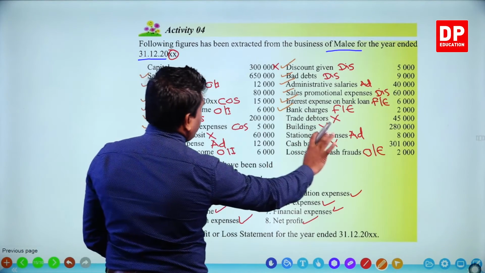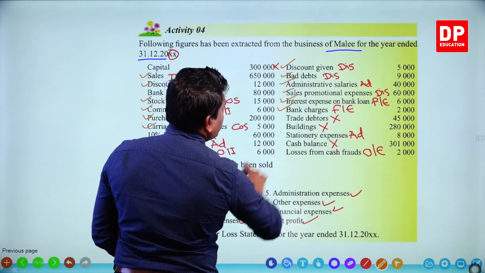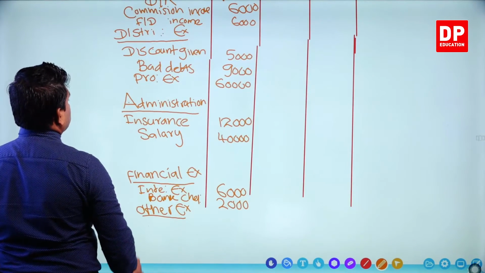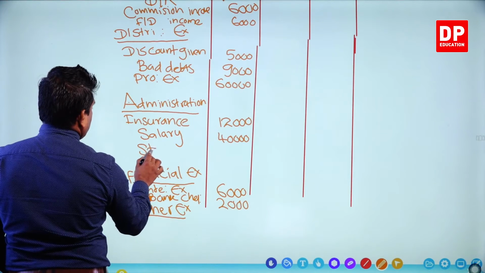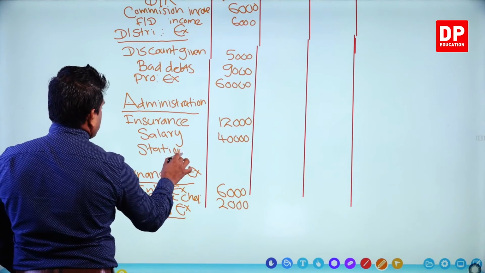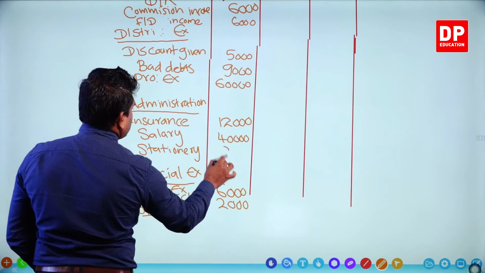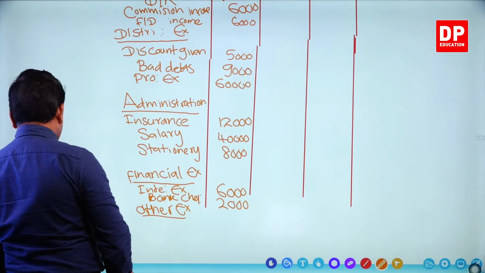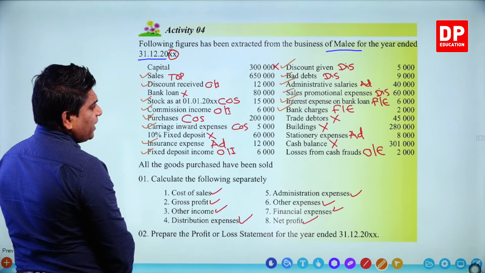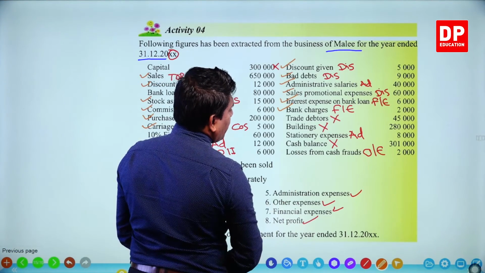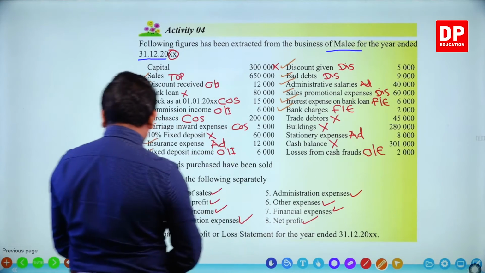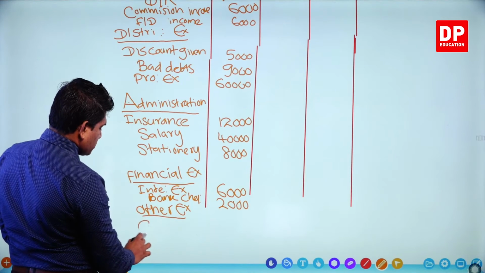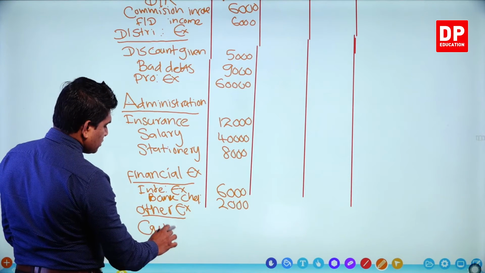Trade debtors we don't take. Building we don't take. Stationery expense 8,000. Next one. Cash balance, finally losses from cash frauds 2,000, right? Cash frauds 2,000, cash loss 2,000.